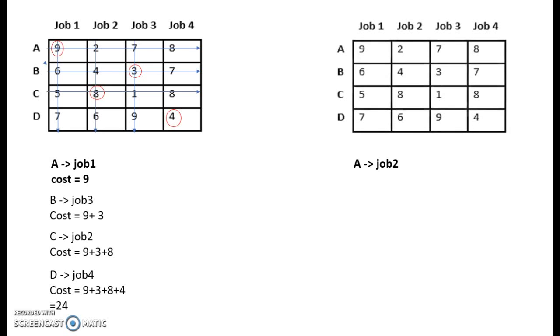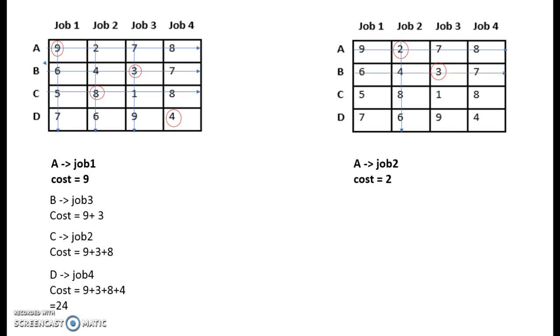If we assign job number 2 to person A, then cost was 2. Now cross the column of job 2 and row of person A. Our cost will be value 2.